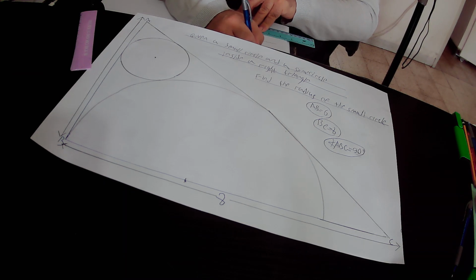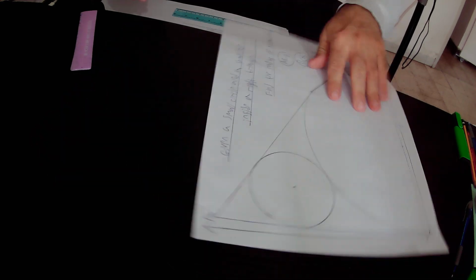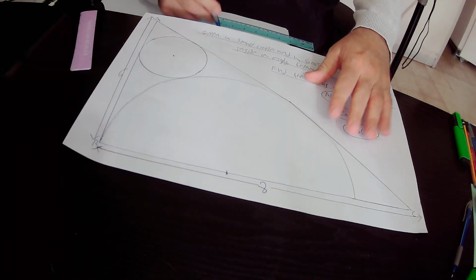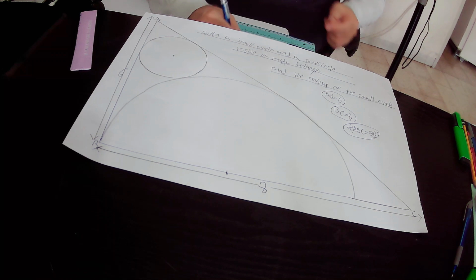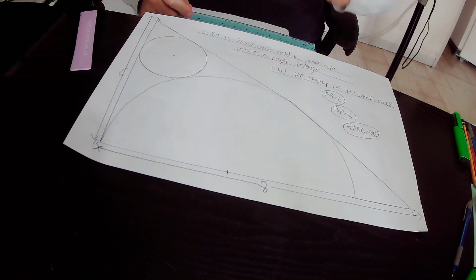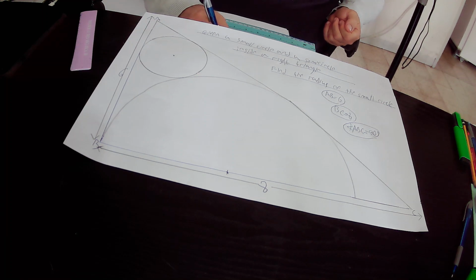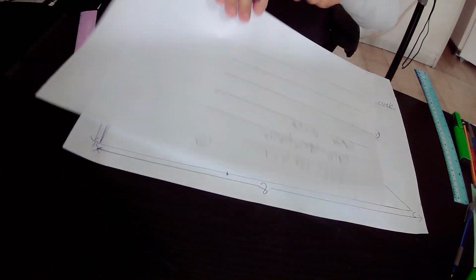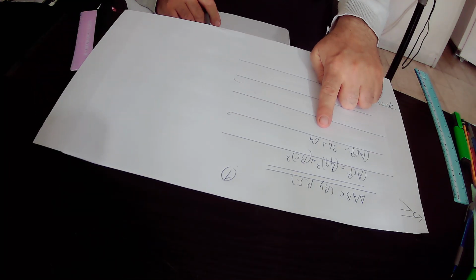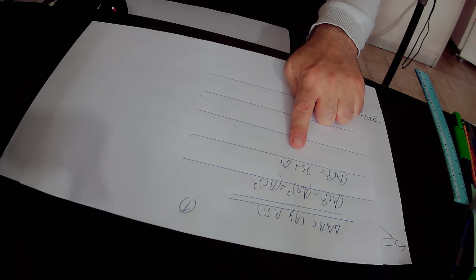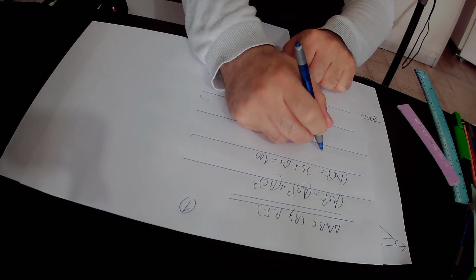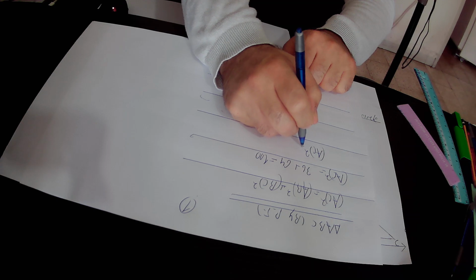So AC square equals AB square. Here AB equals 6 units in length. Therefore AB square is 6 squared, which is 36, plus BC square. BC equals 8, therefore BC square is 8 squared, that is 64. So in total we found that AC square equals 36 plus 64. 36 plus 64 is 100. So AC square, the square of the hypotenuse, equals 100.